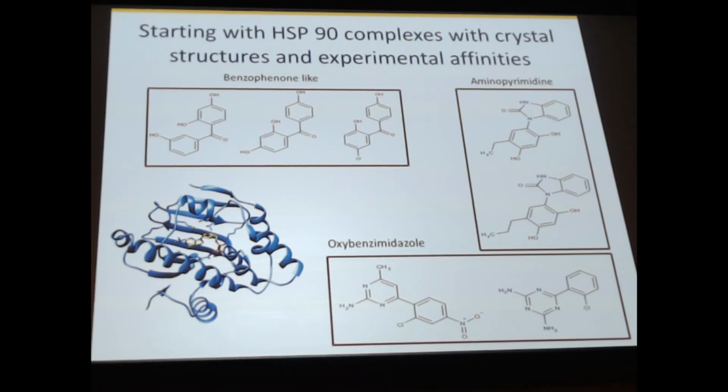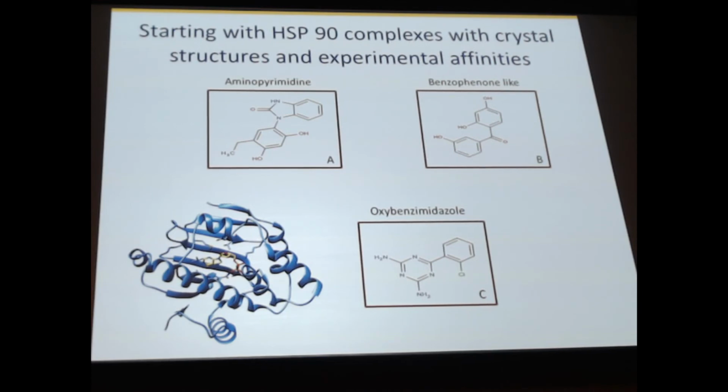The ultimate goal of this study is to evaluate the binding affinities of small molecules towards the N-terminal part of HSP90. First, we want to test the accuracy of our predictions. That's why we chose HSP90 ligand complexes with known crystal structures and experimental binding affinities. These belong to three different chemical families: benzophenone-like, aminopyrimidine, and oxybenzimidazole. In the following, I will talk about the work we've done on one ligand from each family, and I will name them A, B, and C.